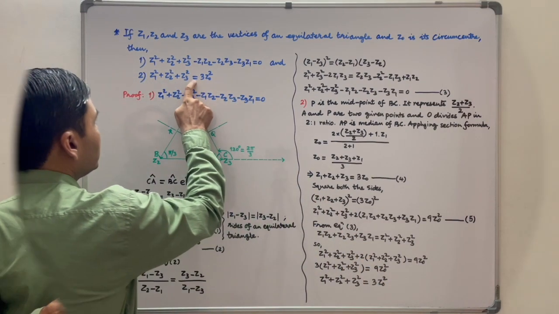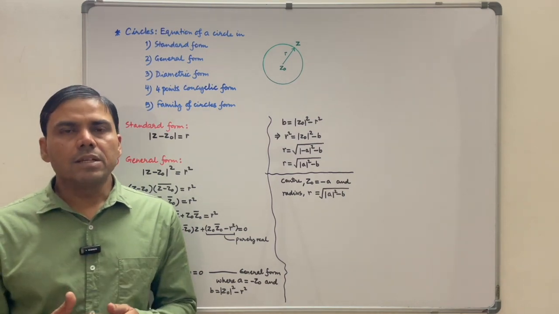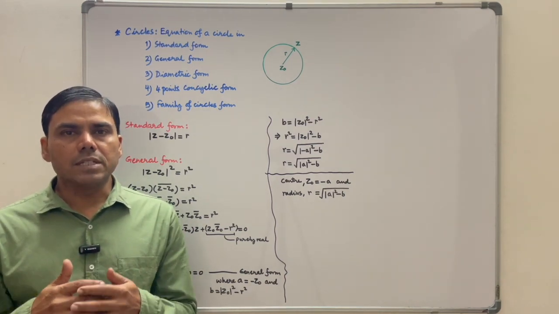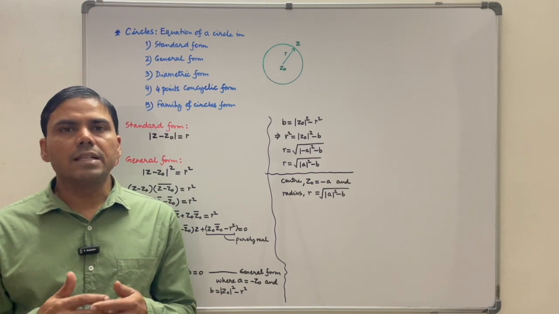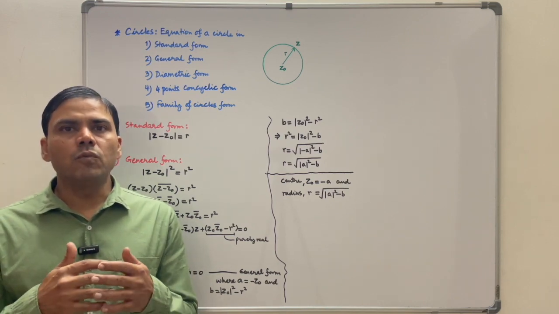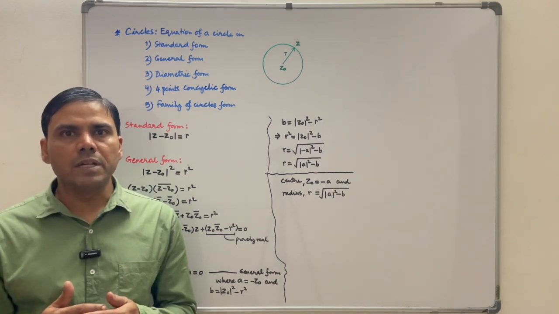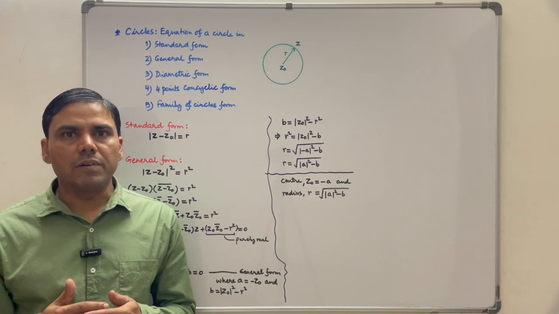Now let us talk about complex numbers and circles. We will see equations of circles in various forms, and they are standard form, general form, diametric form, 4 points concyclic form and family of circles form. We will see them one by one.